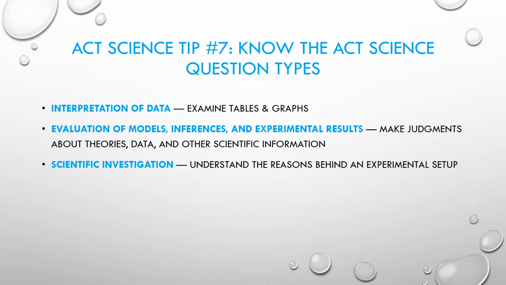Number 7, know the ACT science question types. There's 3 types. We have interpretation of data. When you do that, it's going to examine your tables and your graphs. Evaluation of models, inferences, experimental results: you make judgments about theories, data, and other scientific information. Scientific investigation: understand the reasons behind any experimental setup.